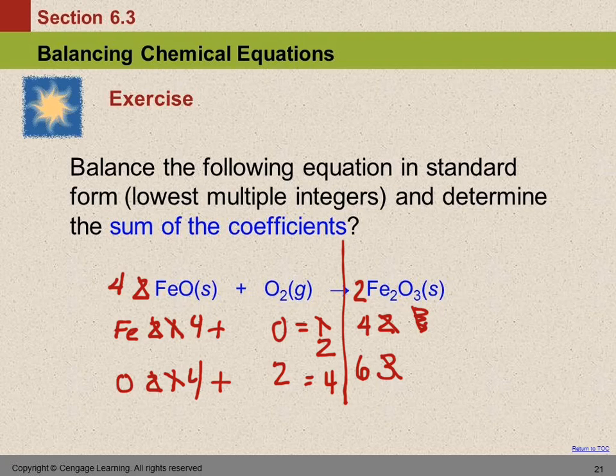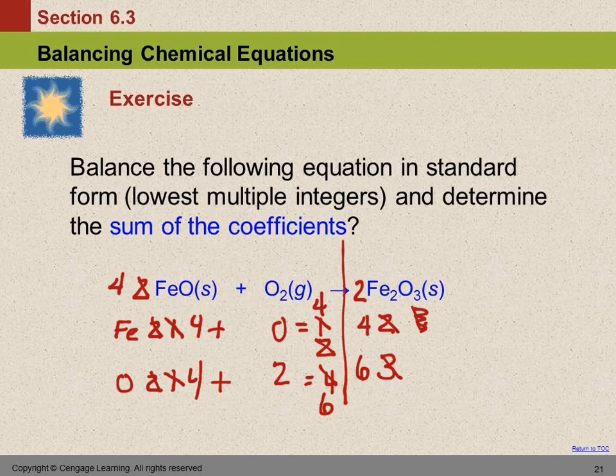So that changed the number of irons, and so now we've got 4 here. And it changed the number of oxygens. Now we've got 6. Oh, look. It worked out now, didn't it? I've got 6 oxygens on the left, 6 on the right, 4 irons on the left, 4 irons on the right. And so that's our balanced equation. 4 FeO plus O2 gives 2 Fe2O3.